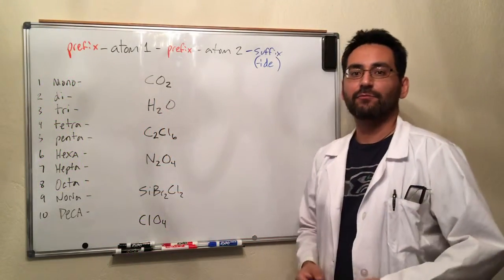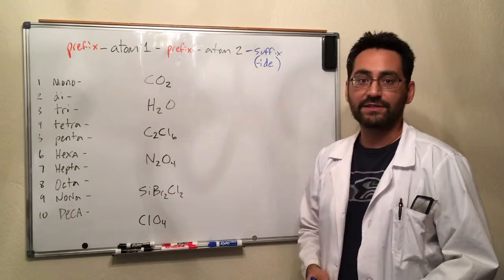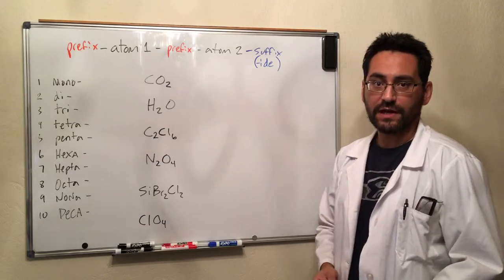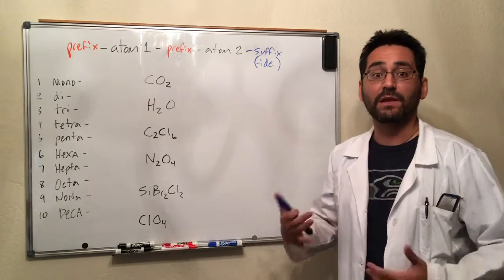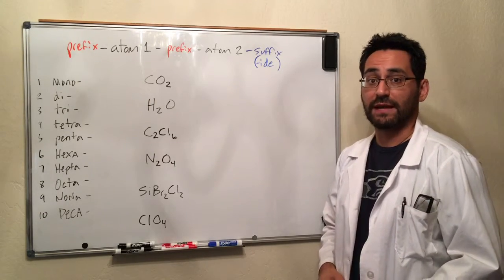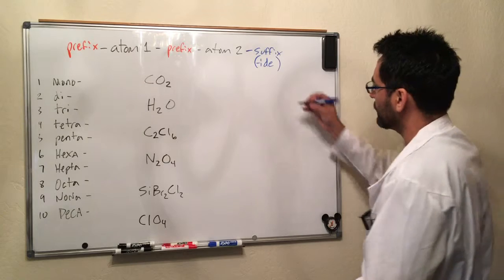Alright, welcome back to Chem 101. This is the first in a series of videos on nomenclature. And in this video I'd like to go over how we name molecular compounds. So remember, molecular compounds are those made from non-metals.